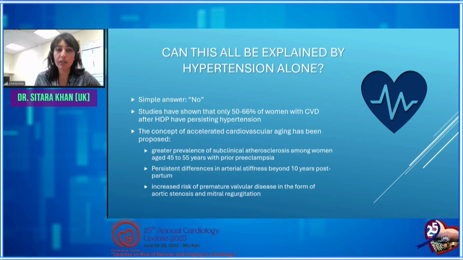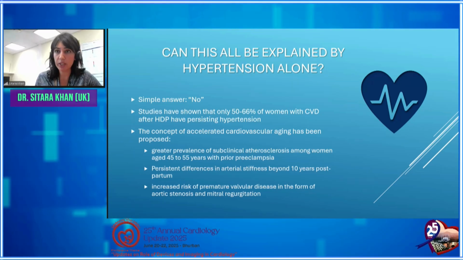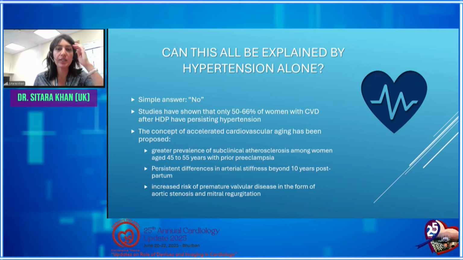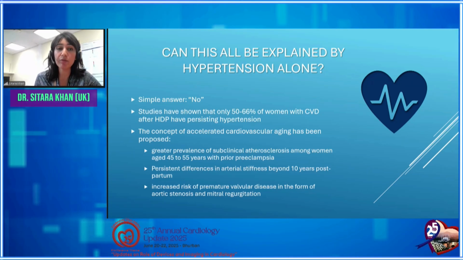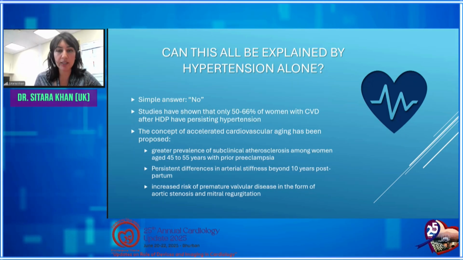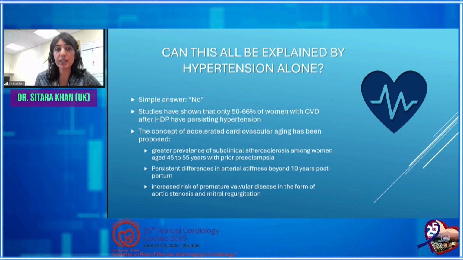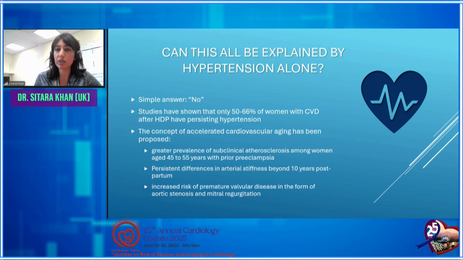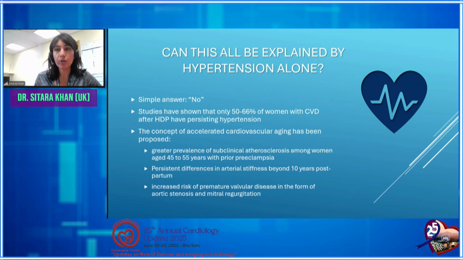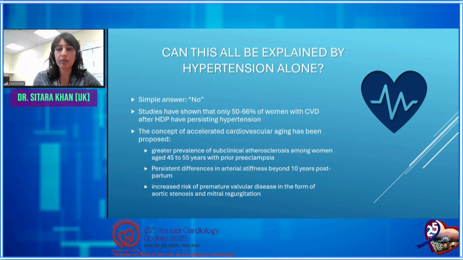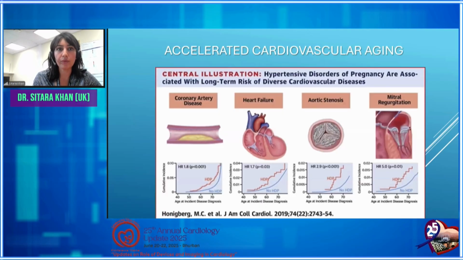There are differences in arterial stiffness in these women compared to hypertensive women during pregnancy, and these differences persist beyond a decade after they've had their child. There's an increased risk of premature valvular disease in the form of aortic stenosis, mitral regurgitation. So there is this concept of accelerated cardiovascular aging.